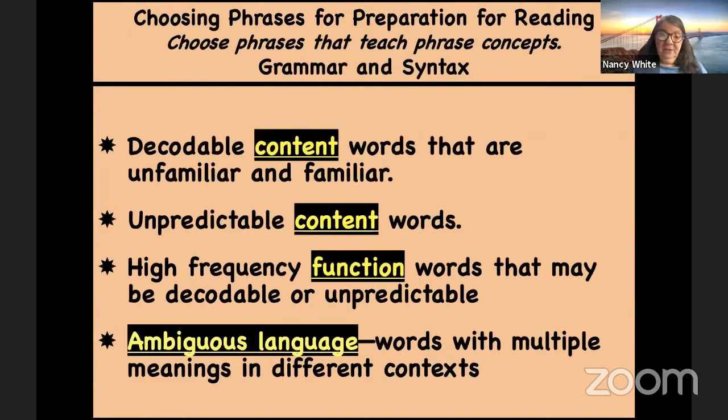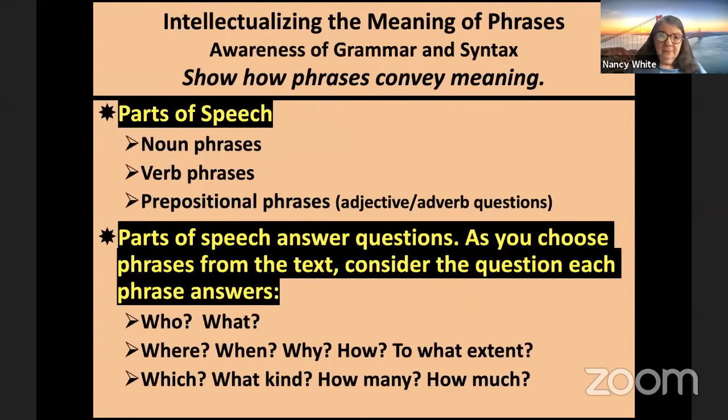in the phrases. Or ambiguous language, words with multiple meanings, or words that are in a context that's unusual for this passage. Parts of speech. I might not be using the names for the parts of speech depending upon what grade, and I wouldn't say find the prepositional phrase. That's pointless. But find the phrase that tells where or when or why. That's not pointless because that has to do with comprehension.